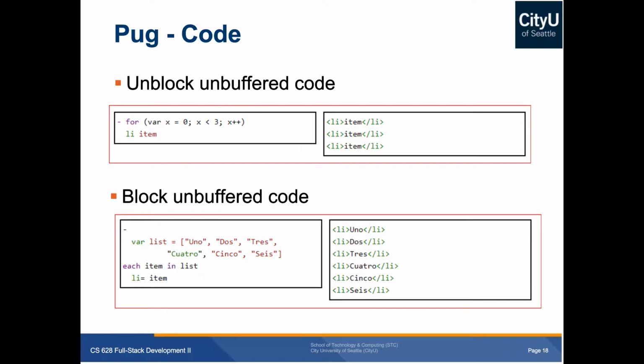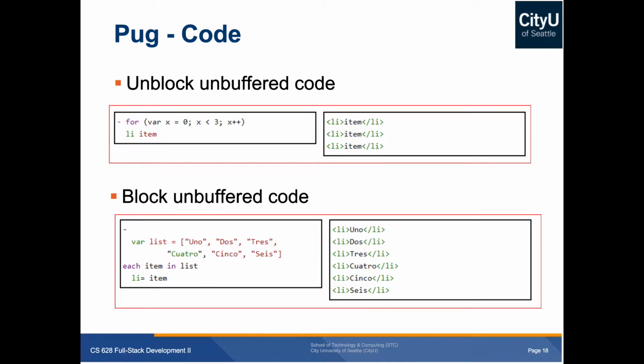So unbuffered code looks like this. You have a for loop, and let's say you iterate 3 times, and you want to generate 3 list tags with the content item, and it would generate on the right hand side.